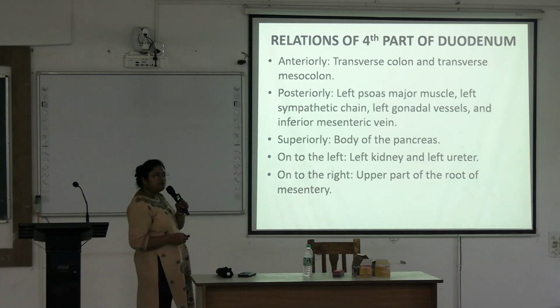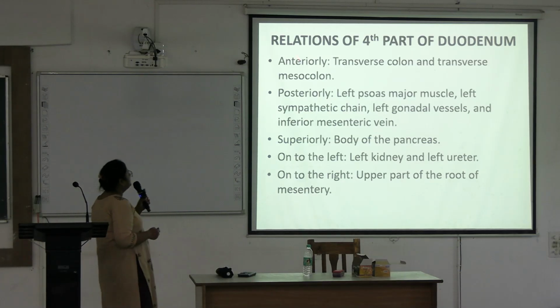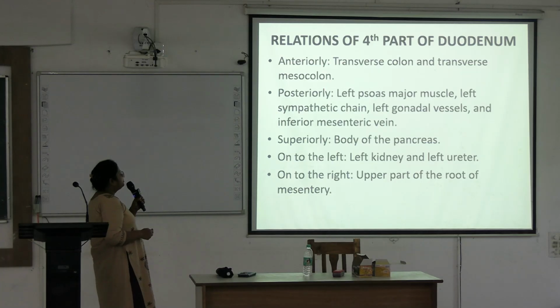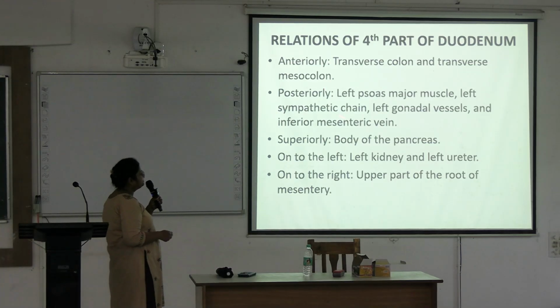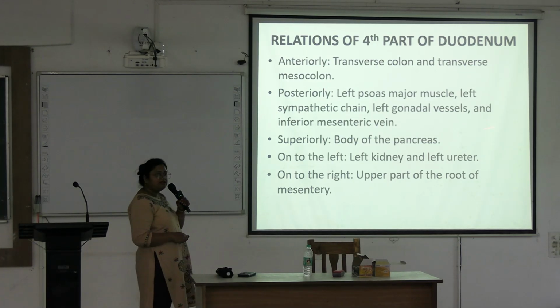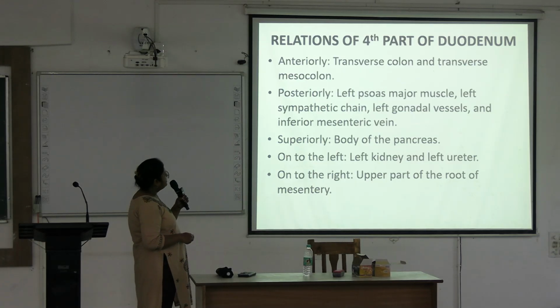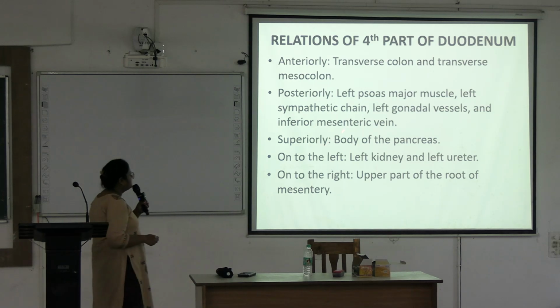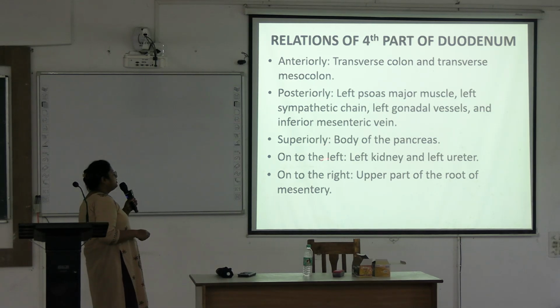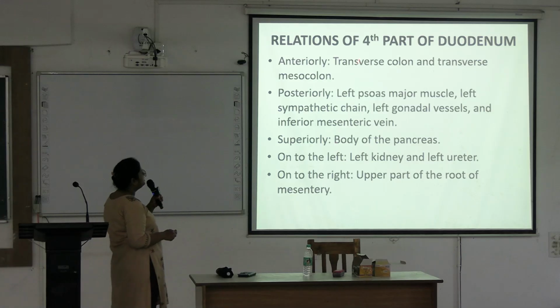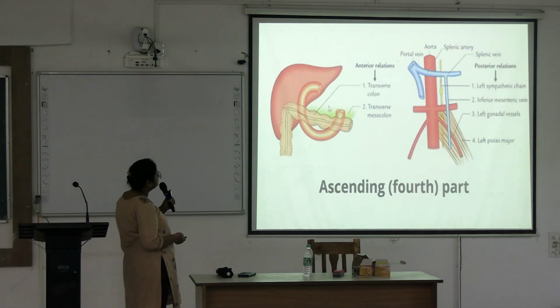Next, we are going to the fourth part. Fourth part here, anteriorly lies the transverse colon and transverse mesocolon. Posteriorly lies the left psoas major muscle, left sympathetic chain, left gonadal vessels, and inferior mesenteric vein. Superiorly lies the body of the pancreas, on the left side, left kidney and left ureter, and to the right, upper part of the root of the mesentery. So these are the relations of the fourth part.